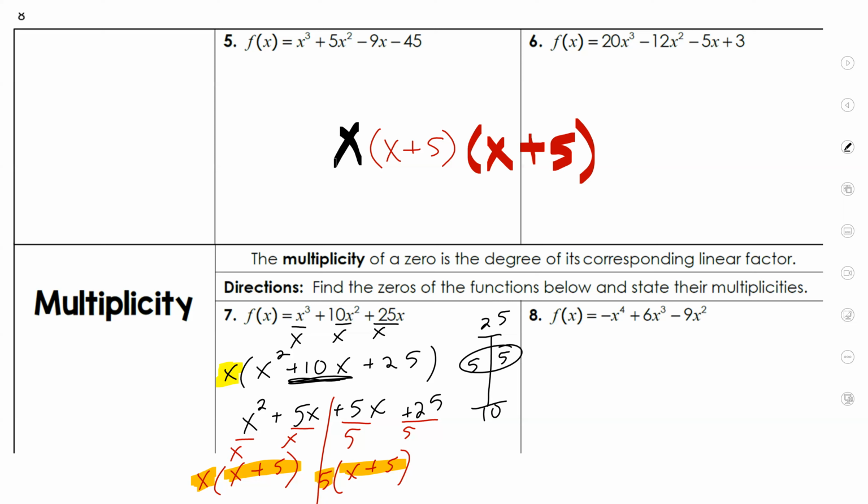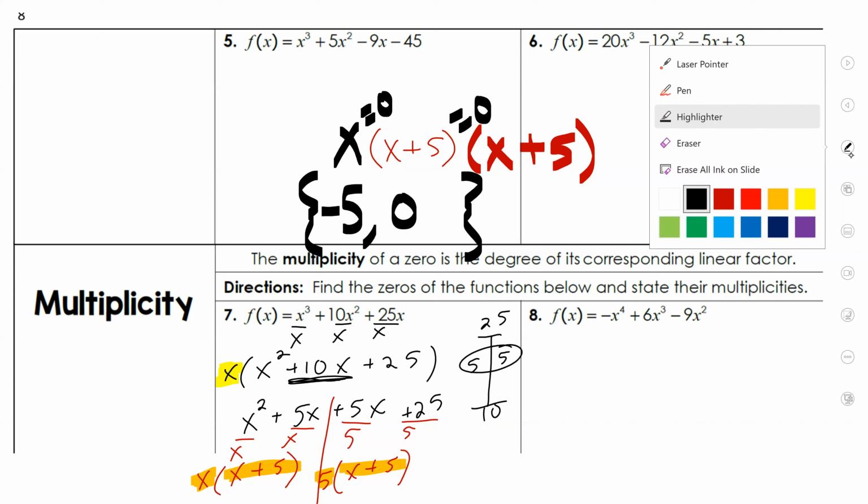Now let's talk about the multiplicity. Let's go ahead and solve. So you set this equal to 0. And what do you get? 0. And set this equal to 0 and you get -5. Okay, so those are your solutions.